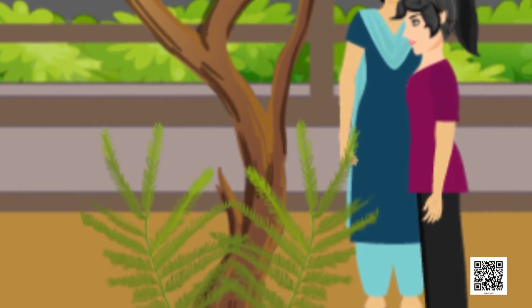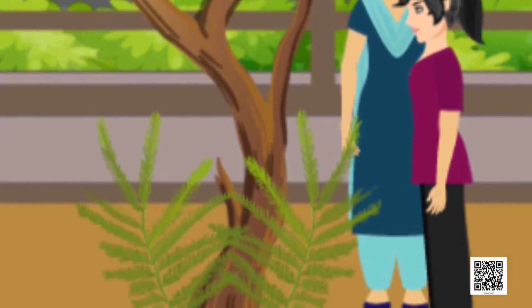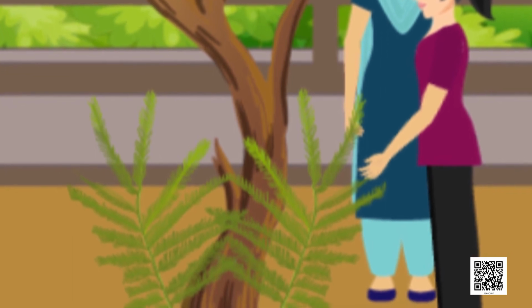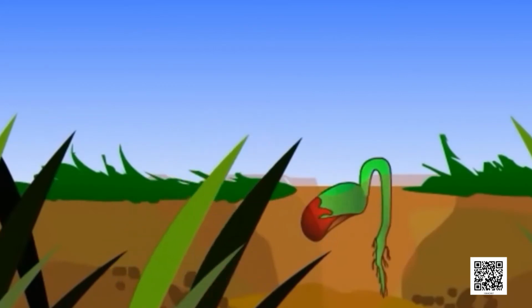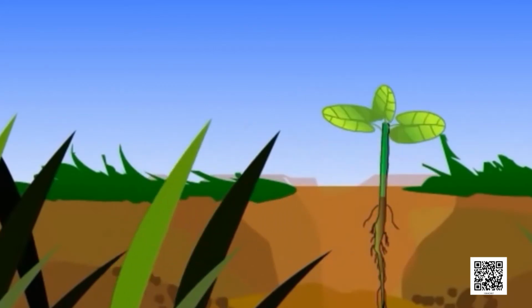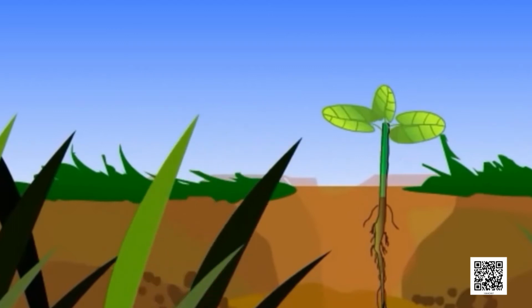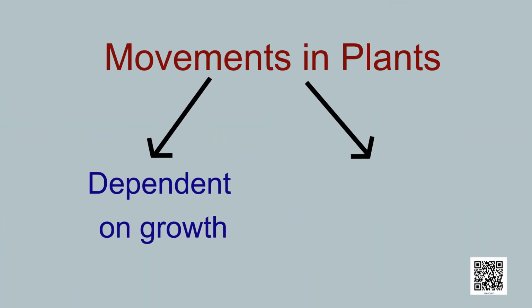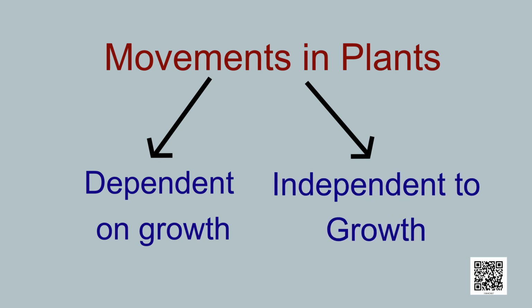What happens? Firstly, the leaves of the sensitive plant move quickly to respond to touch. On the other hand, the directional movement of a seedling is caused by growth. So plants show two different types of movement, one dependent on growth and the other independent of growth.